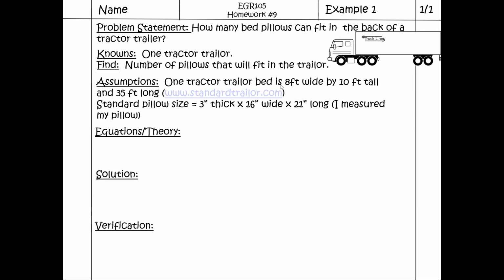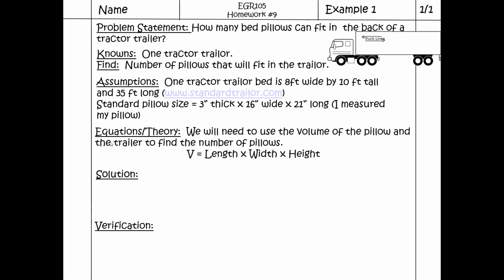Assuming that those are correct, I need to find out what my solution will be. I have some equations that I'll need. And of course, the equation that I'm looking at is volume. I need the volume of the tractor trailer and the volume of the pillows, so I'll know how many fit in each.